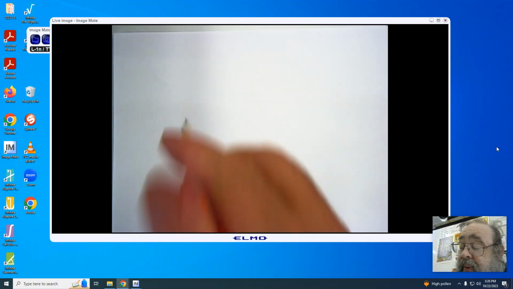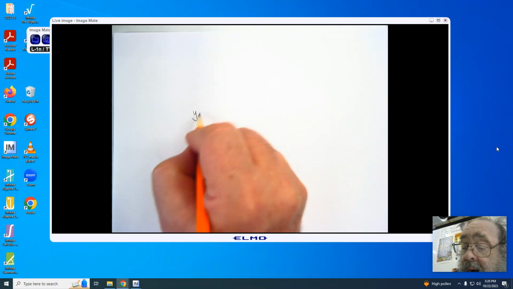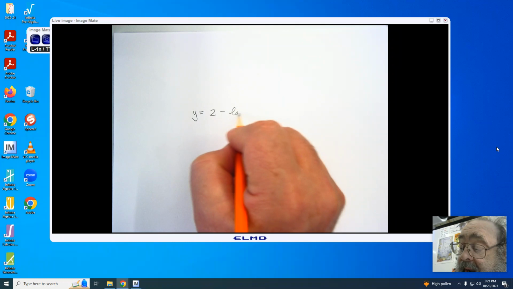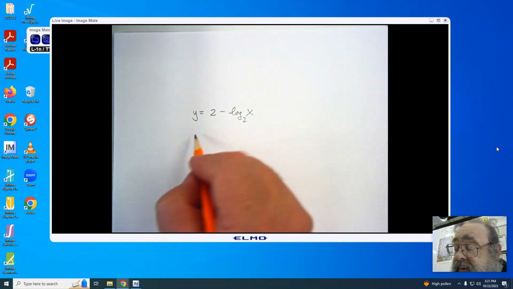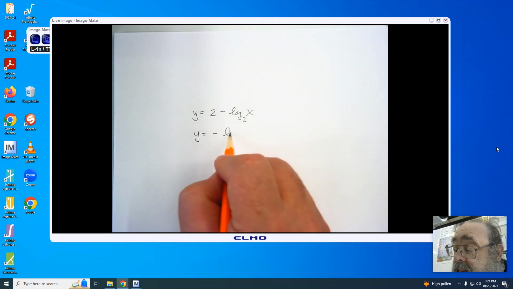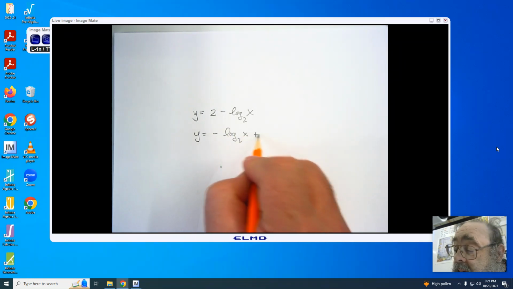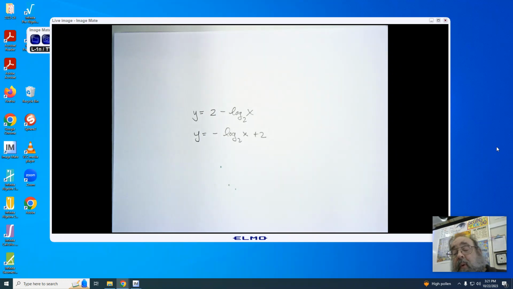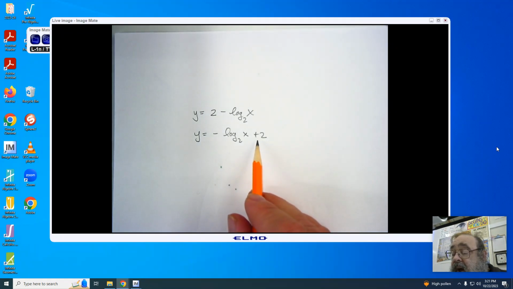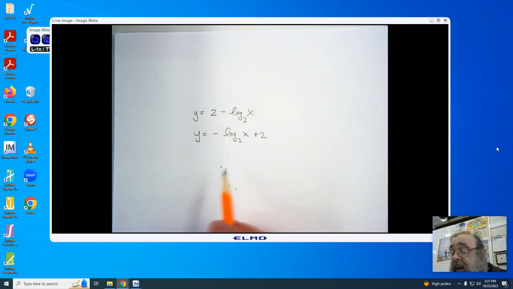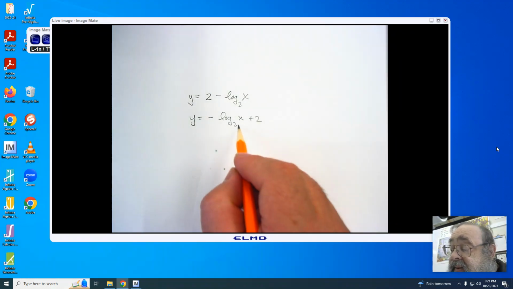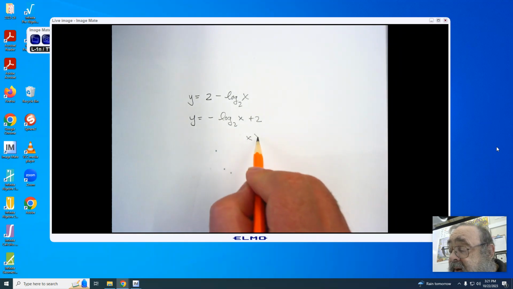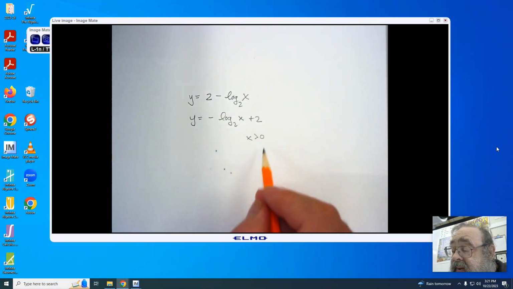Let's take a look at another example of a domain. y equals 2 minus log base 2 of x. Sometimes it's easier to look at it in its HK form, or standard form, which shows us the vertical shift. We now know that the graph is being shifted up by 2. We're still going to take a look at that inside piece and say that x has to be greater than 0. And lo and behold, that is our domain.